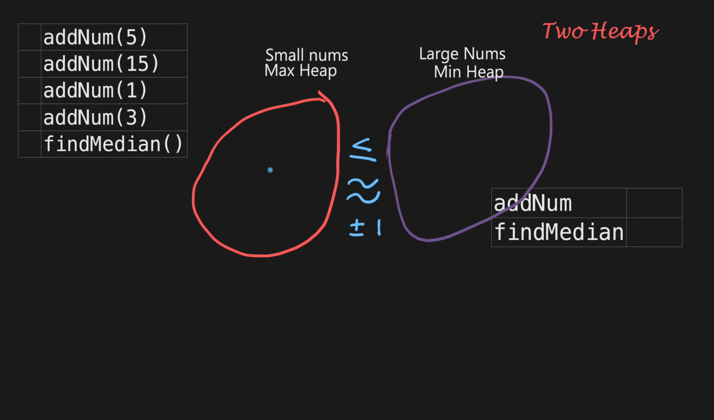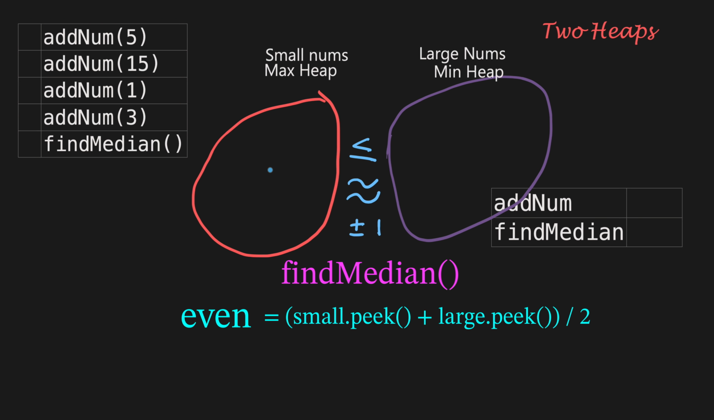that single extra element. Now for the findMedian method, if we maintain these properties and the total count is even, the median will be the average of the top elements of both small nums and large nums heaps. But if the count is odd, the median will simply be the top element of the small nums heap. And since this method only involves peeking at the top of one or both heaps and potentially performing a simple arithmetic operation of addition and division, the time complexity is an impressive O(1).